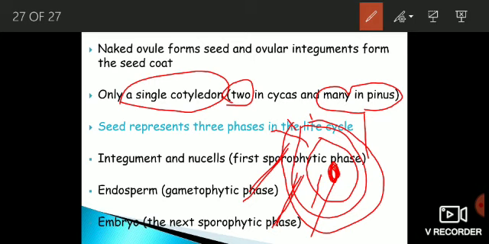So you can say that the seeds in gymnosperms represent three different phases in the life cycle of gymnosperms. The integument and the nucellus, which are diploid, represent the parent sporophytic phase. The endosperm or the female gametophyte represents the gametophytic phase, the haploid phase, and the embryo which is present inside this female gametophyte represents the next sporophytic phase. And this is all about the gymnosperms, and with this we have concluded the division gymnosperms.